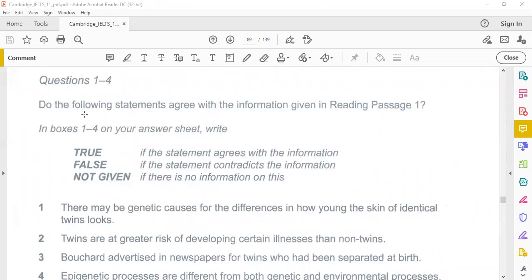After one reading passage, there will be about 13 questions. After reading passage 1, you will have 13 questions, and after reading passage 2, you will have another 13 questions, and that is from 14 to 26. And after reading passage 3, you will have 14 questions. So in this way, 13 plus 13 is 26, plus 14, they make 40 questions. And for each passage, you have 20 minutes to do it.